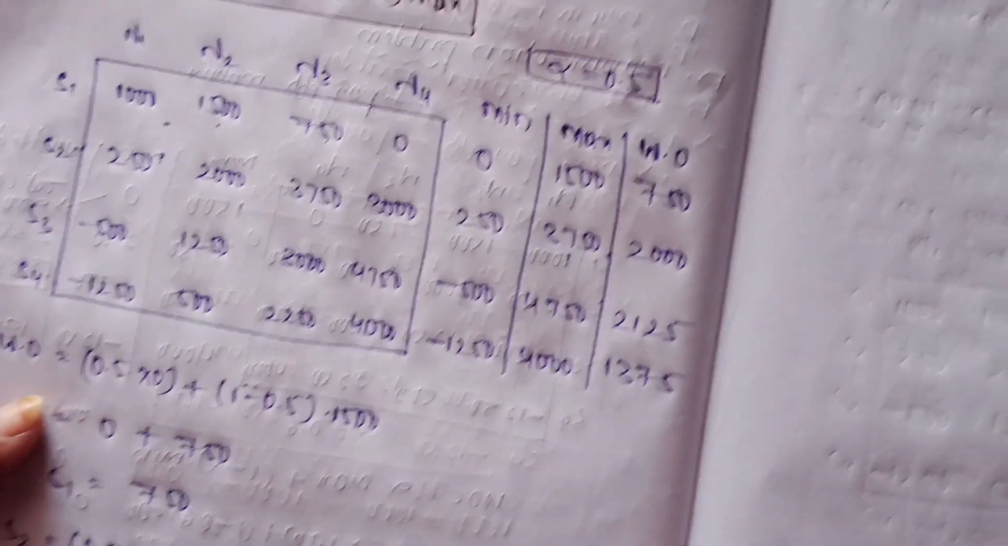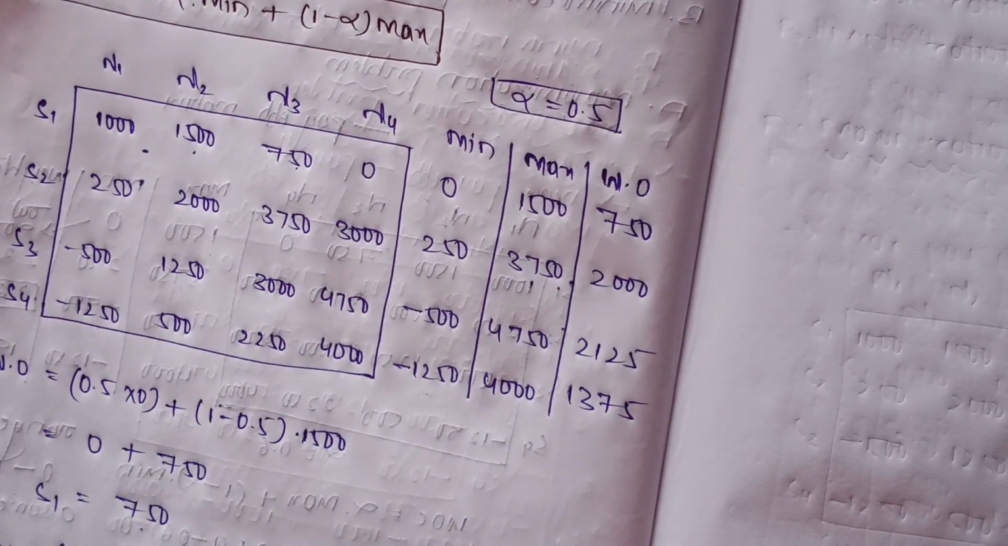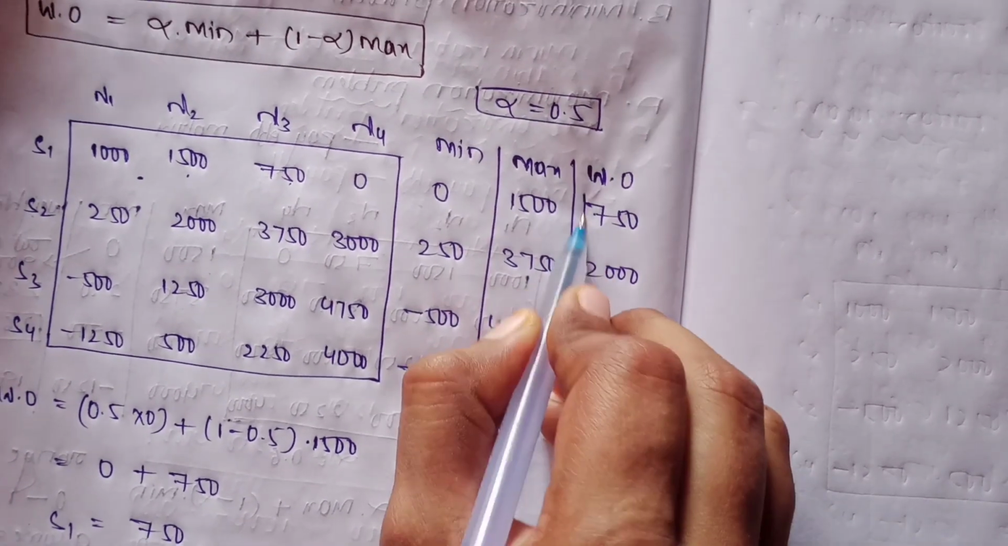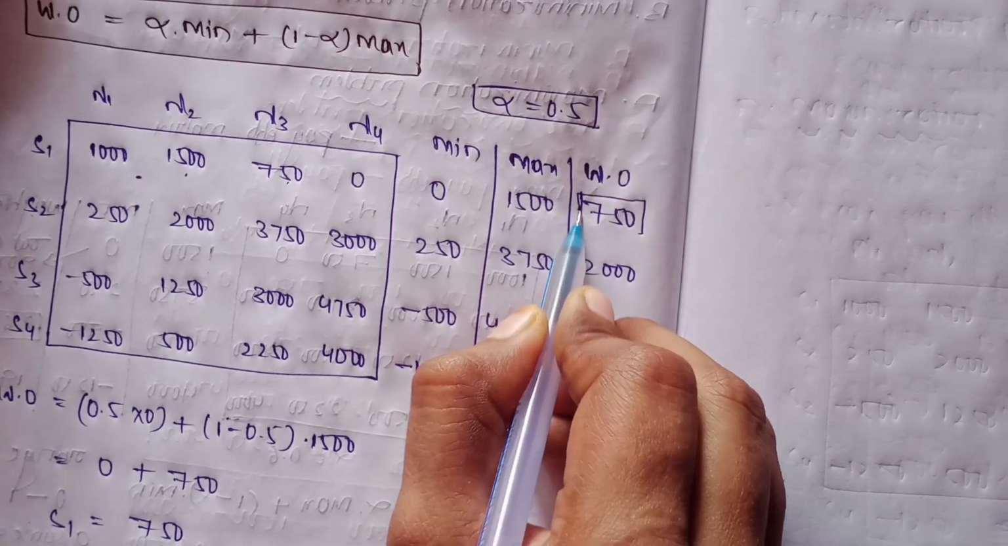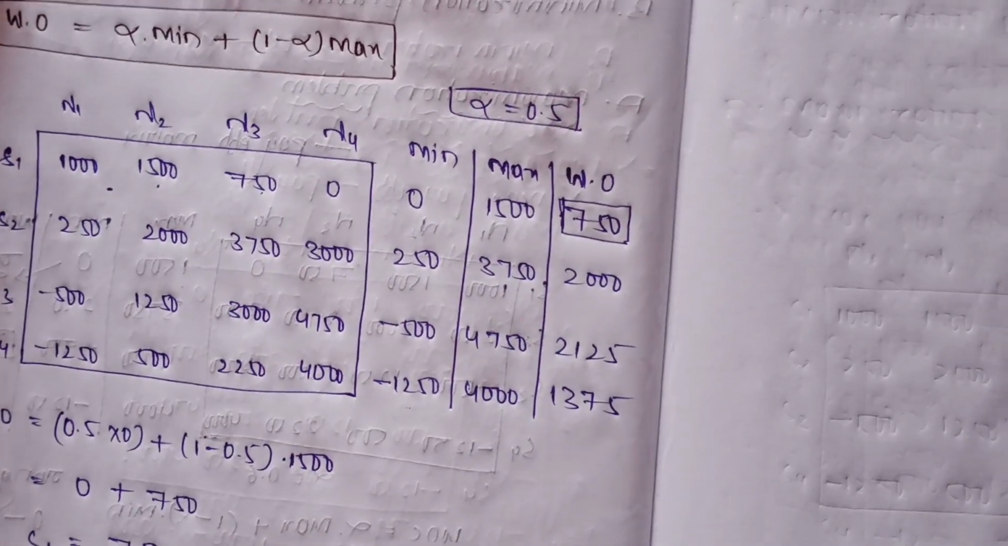In this matrix, in the weighted outcomes, we have to choose the lowest value. The lowest value is 750. So the value of the outcome is 750, and the S1 row is selected.